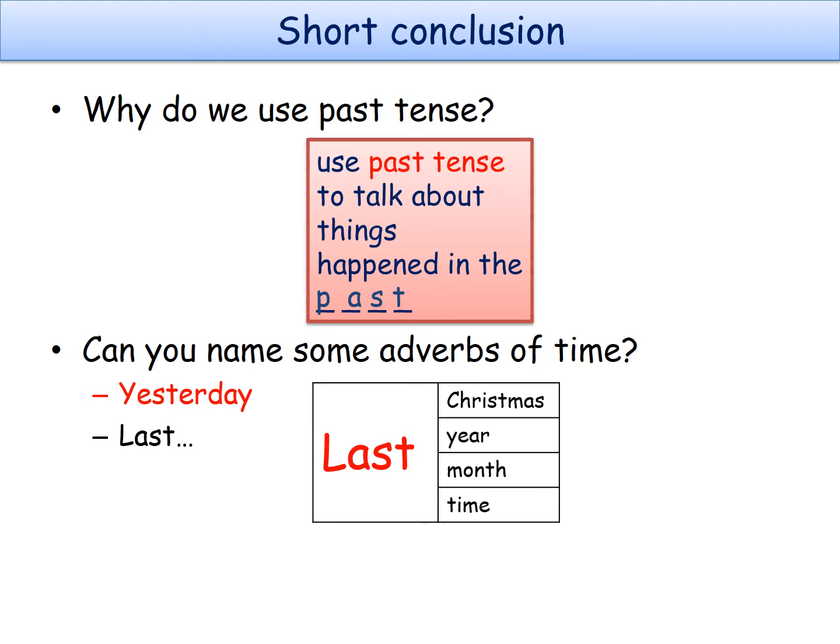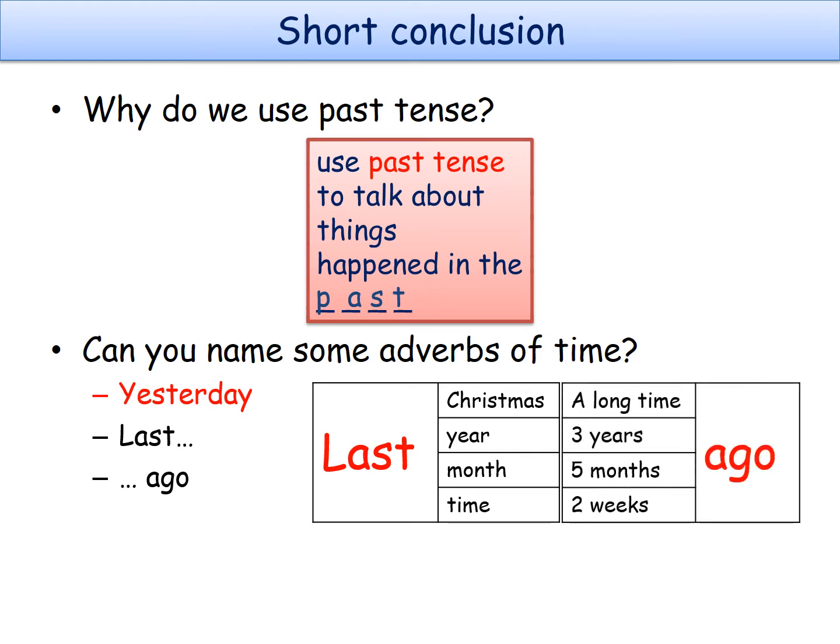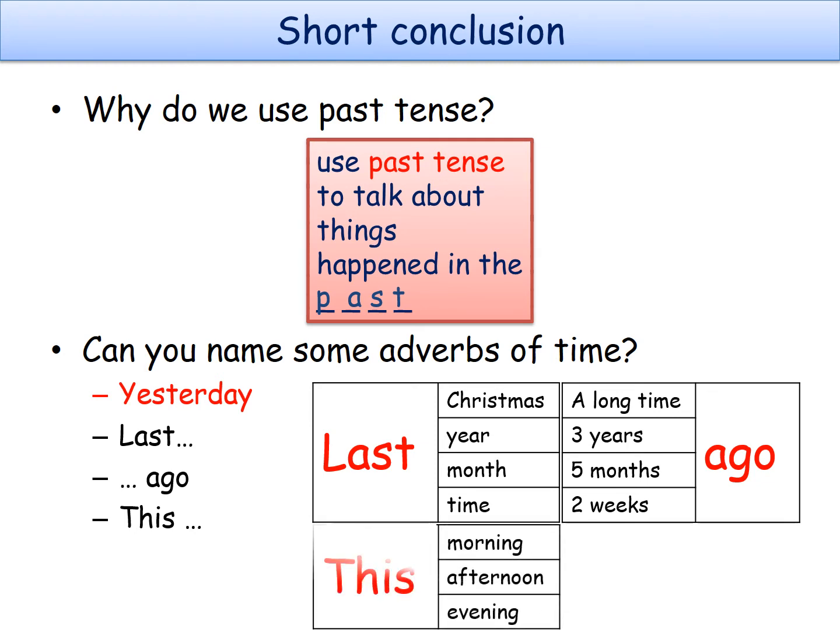Next one, starting with letter A. Exactly, it is ago. Again, we can combine it with different words. For example, 3 years ago, 5 months ago, 2 weeks ago. And the last one, this. We have this morning, this afternoon, this evening.